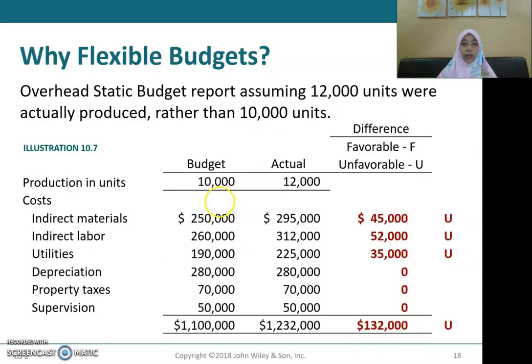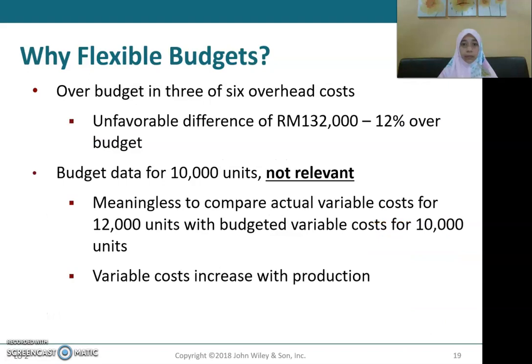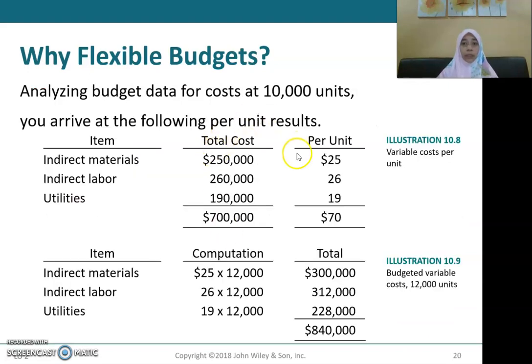This one, where do I get the figure from? Here from 250, 260 and 190, right? These are all your variable cost. So then you find the per unit cost.